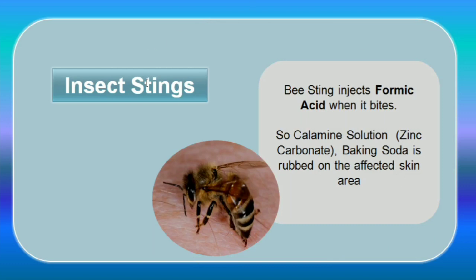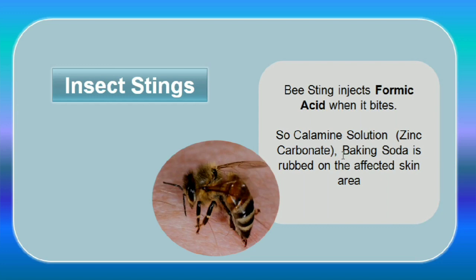Next one is insect stings. Usually whenever honeybees bite us, we get irritation. This is because they inject formic acid into our body. This formic acid causes irritation on our skin, even pain. So to relieve from this pain, we have to apply some base.